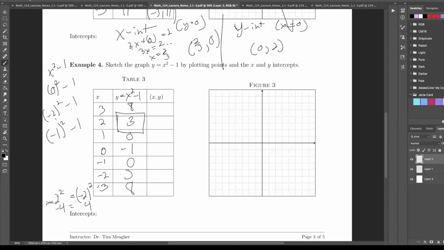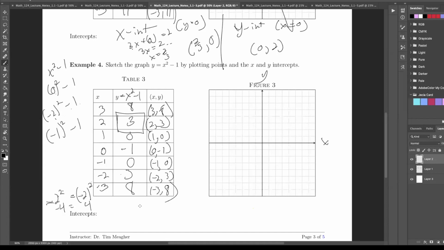Okay. All right, so let's go ahead and graph this one. So here's our x, here's our y. Let's just go ahead and graph the points. So let's write down the points. This is (3, 8). This is (2, 3). This is (1, 0). This is (0, minus 1). This is (minus 1, 0). This is (minus 2, 3). This is (minus 3, 8).